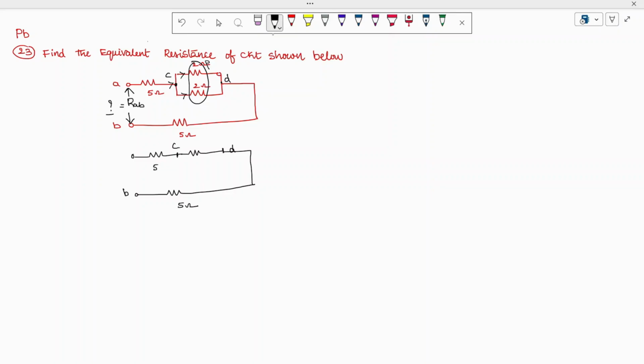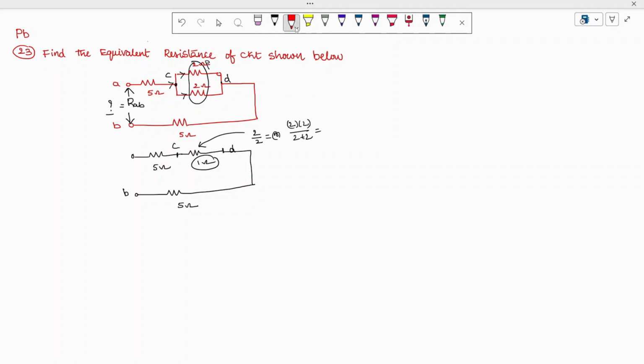So this is also 5 ohm. Here two are connected in parallel. When two resistors of the same value are connected in parallel, 2 by 2, this is 1 ohm. Or, the second formula you can use is product of resistance divided by sum of resistance. This is also 1 ohm.